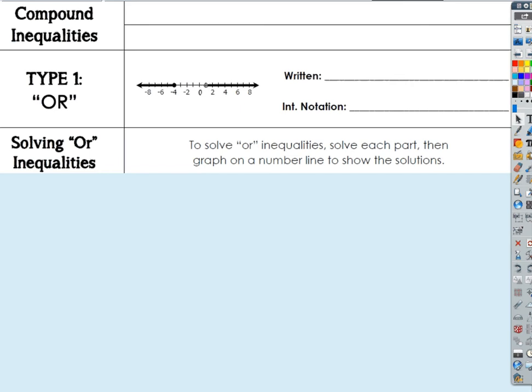Compound inequalities is what we're going to talk about today. So you guys have been working on regular 5.1 assignments, just about solving regular simple inequalities. Compound means more than one of something. So a compound inequality just means more than one simple inequality at the same time.